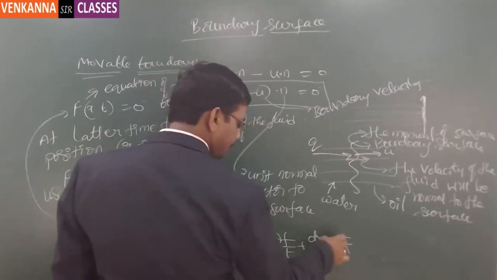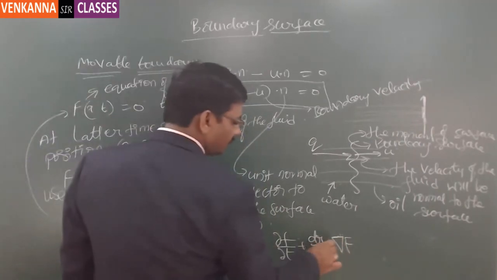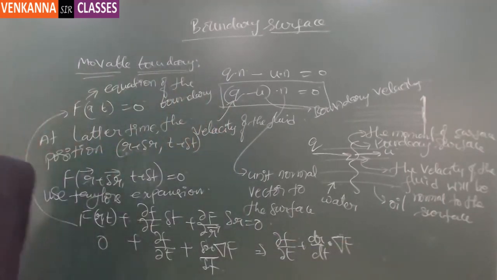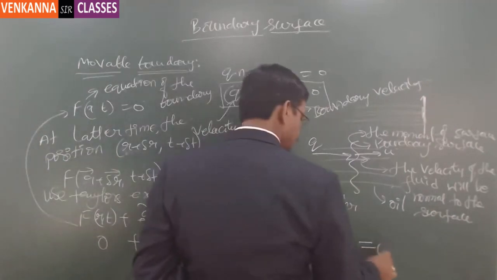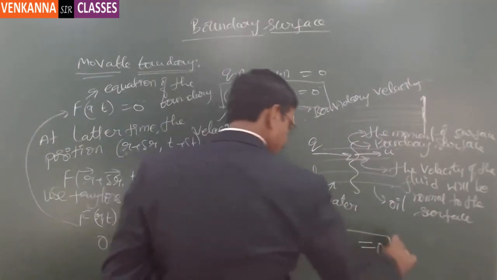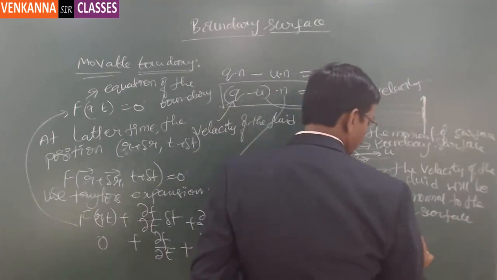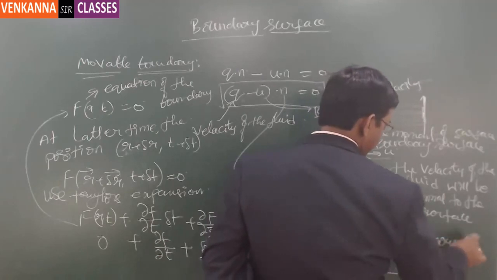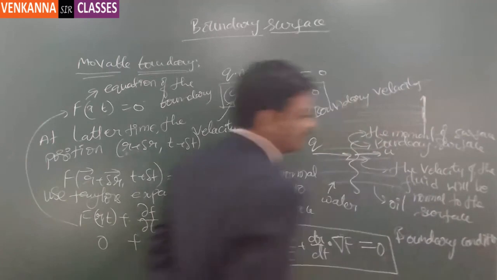So here, ∇f. There will be a dot because r is a vector and f is a vector. Straightforward multiplication is not possible. Got it? So this is equal to 0, and this is nothing but the boundary condition.